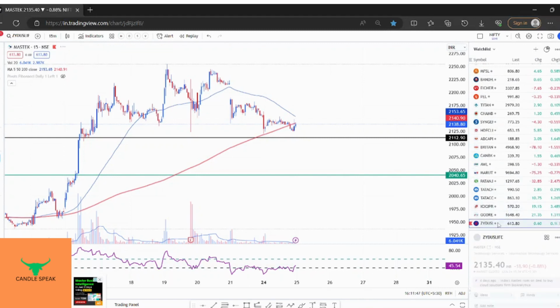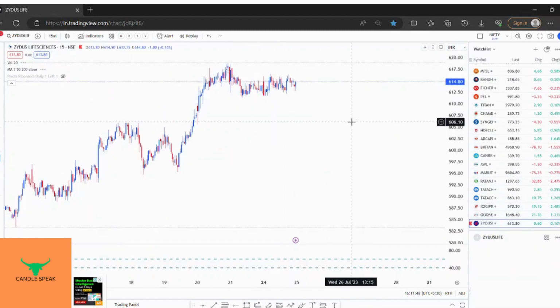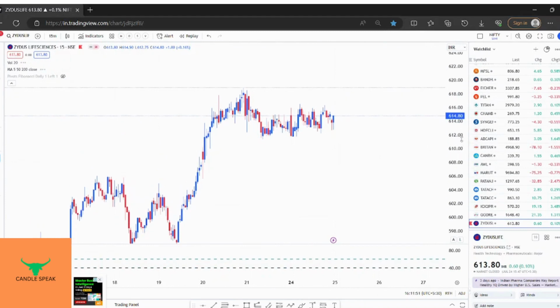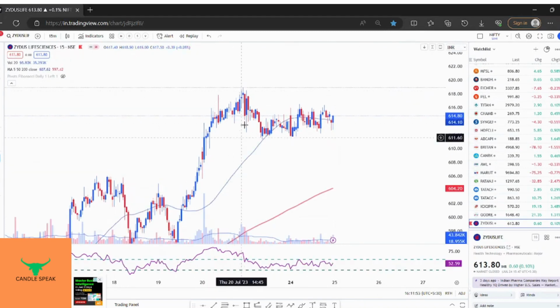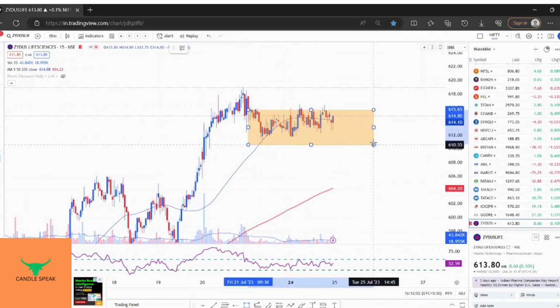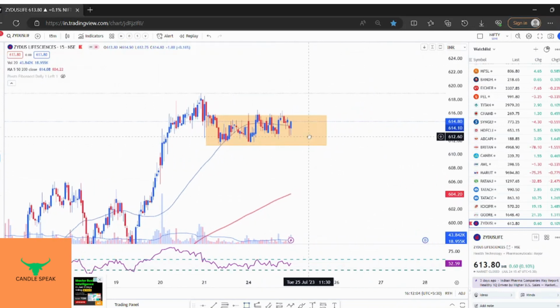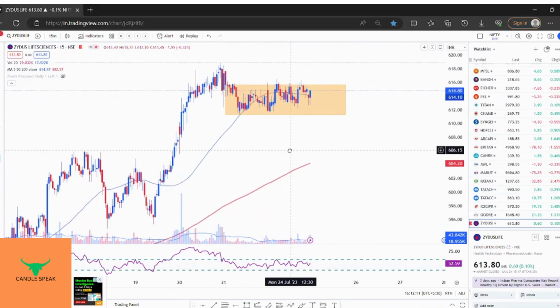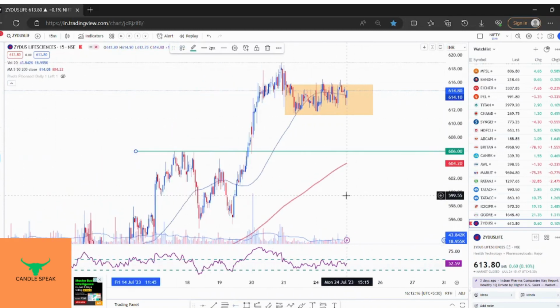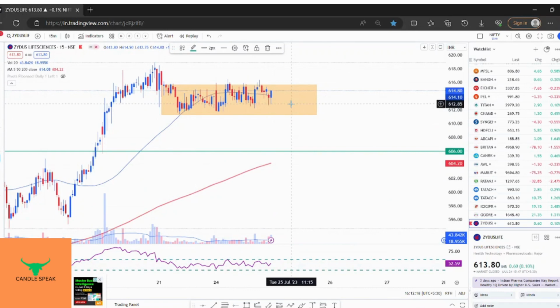And the last stock which I'm going to discuss is Zydus. Zydus Life, in the 15-minute time frame, you will find it has taken a rejection from the top, and from 2001 it has been consolidating continuously in this range. So this is the range. Here I am not going to plan for buying. Okay, but we will get a very good opportunity if it breaks 611. If it breaks 611, we will get a very good target around 606 with a stop loss of 612.